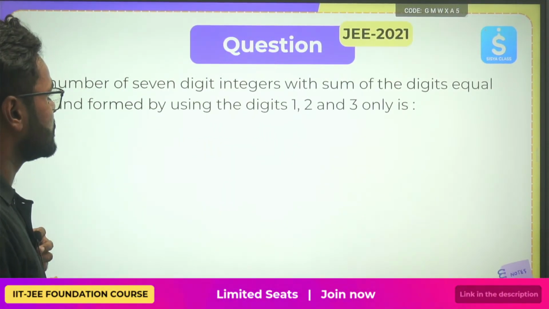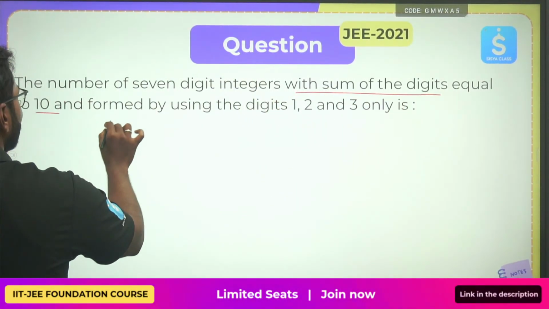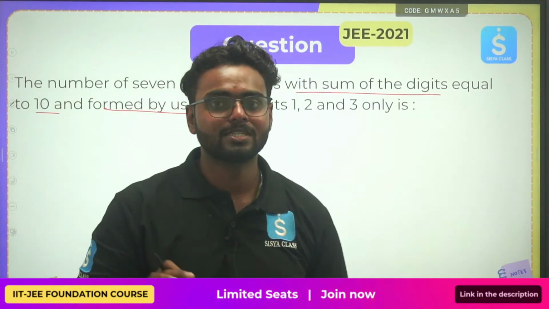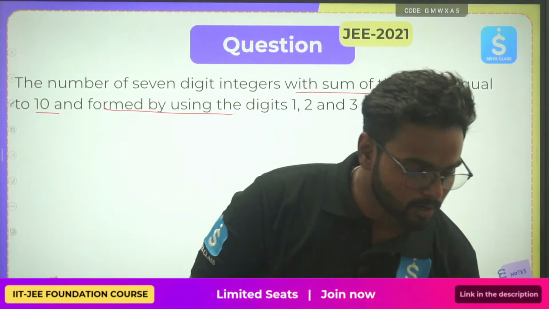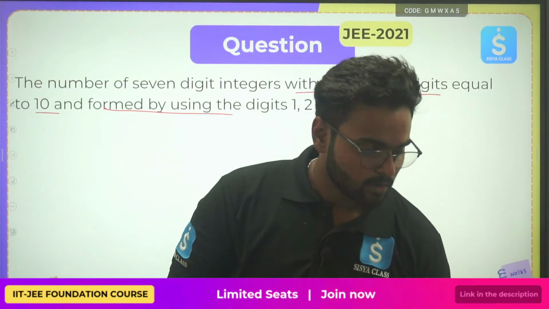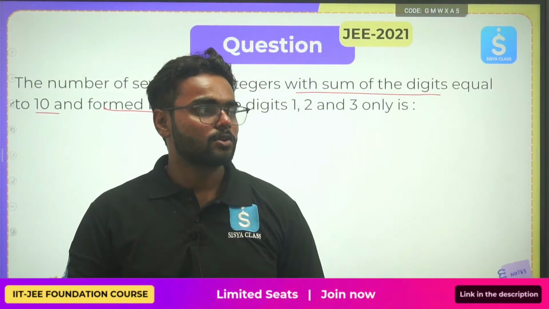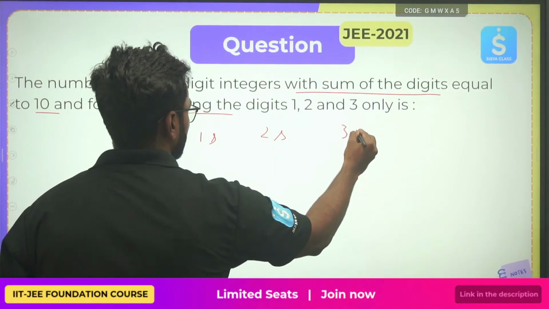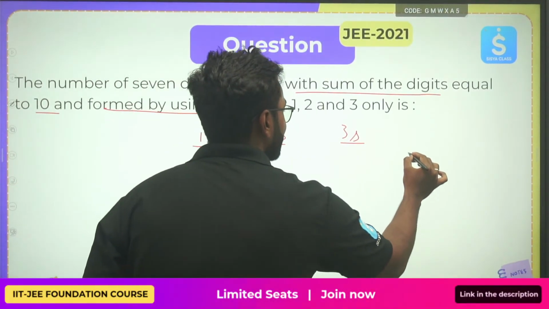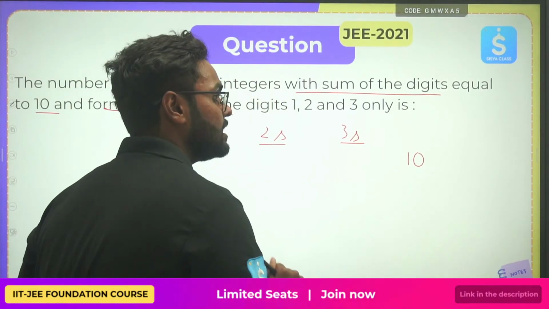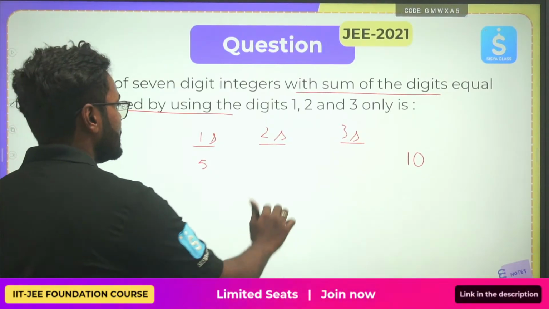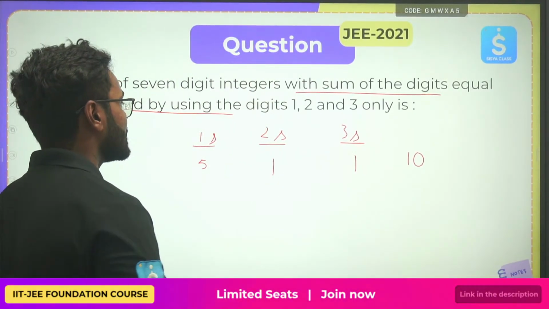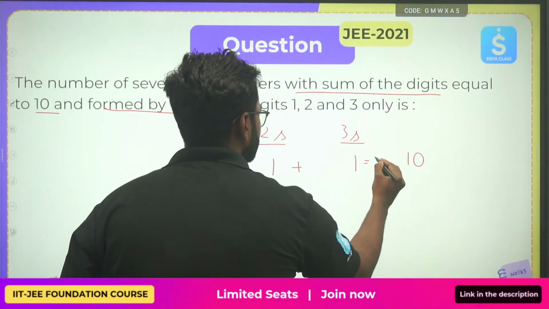The number of 7 digit integers with the sum of the integers equal to 10 and formed using the digits 1, 2 and 3. Guys, this is a question where you should be using 1s, 2s and 3s, and the total integers should be 7. How many 1s, 2s and 3s such that I can get this sum as 10? I can use 5 1s, 1 two and 1 three: 5 plus 2 is 7, 7 plus 3 is 10. This is one condition, where the number of terms would be 7.